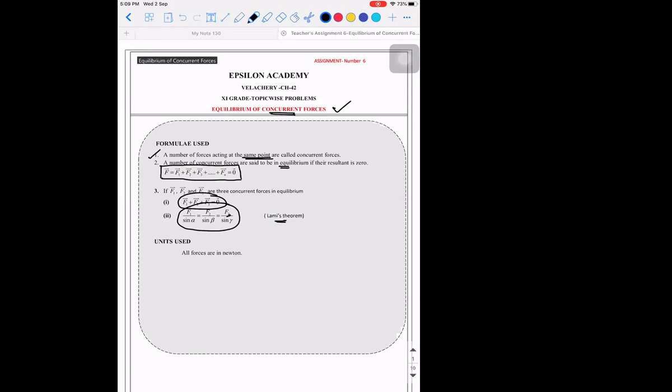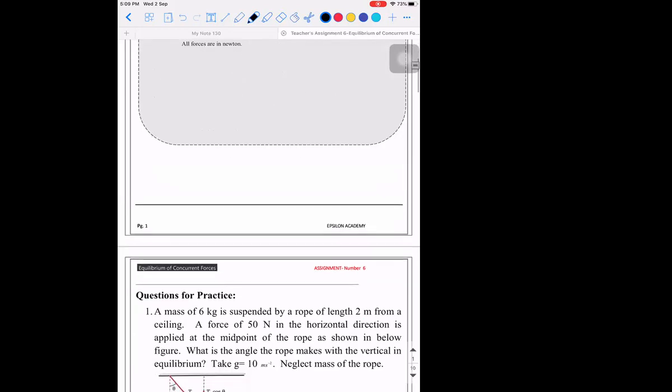As I told you yesterday, I will explain this Lami's theorem if they have informed you or taught you in the school. Or else we are going to solve only using free body diagram. Both will generate the same answer. Shall we start?